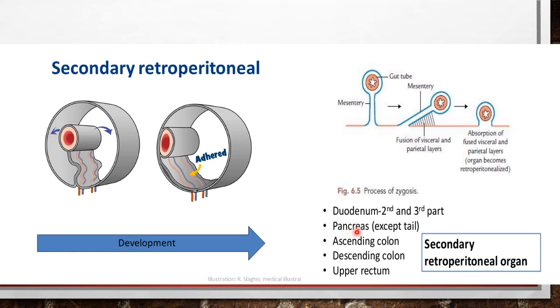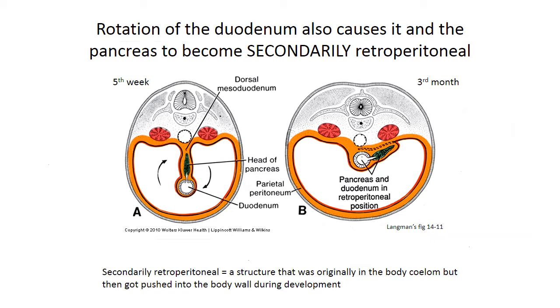Then there is the pancreas. We will study them in the next lectures. Ascending and descending colon and the upper part of the rectum. These are all structures which are secondarily retroperitoneal.